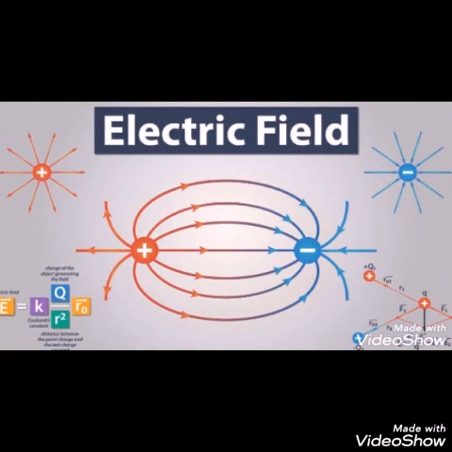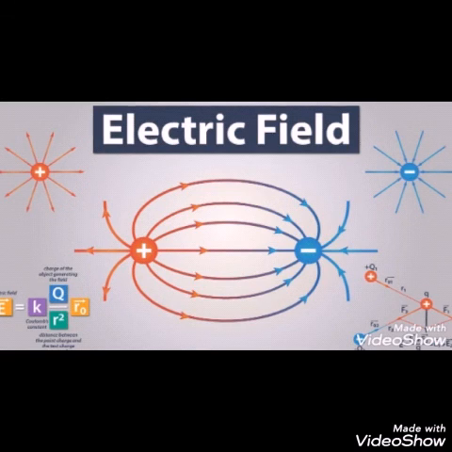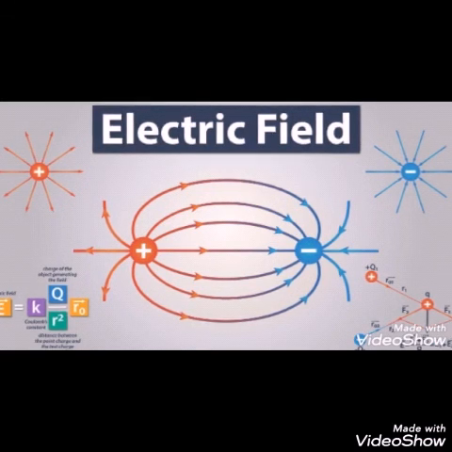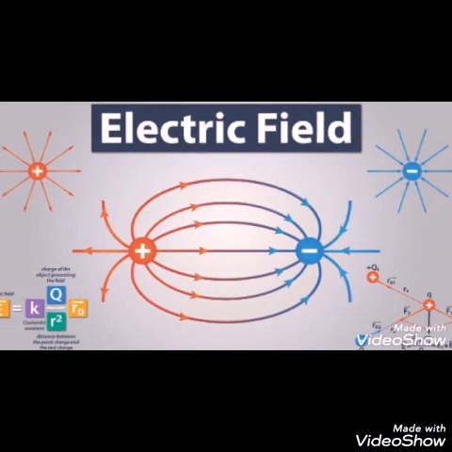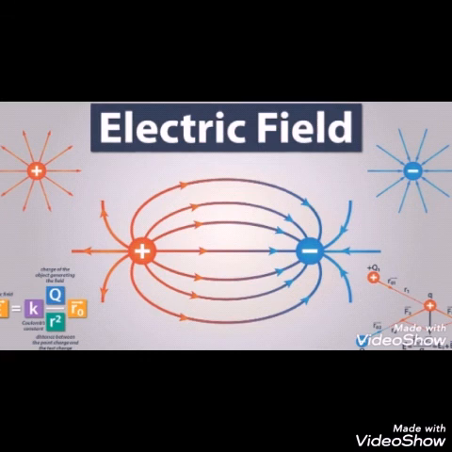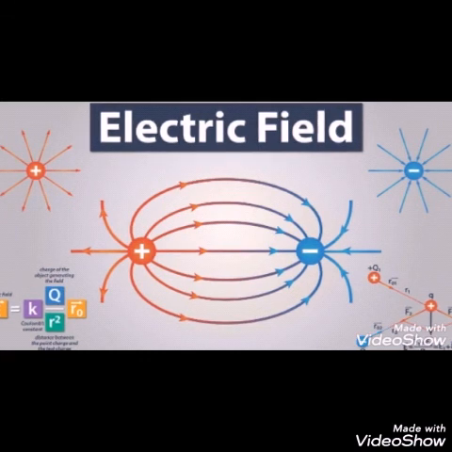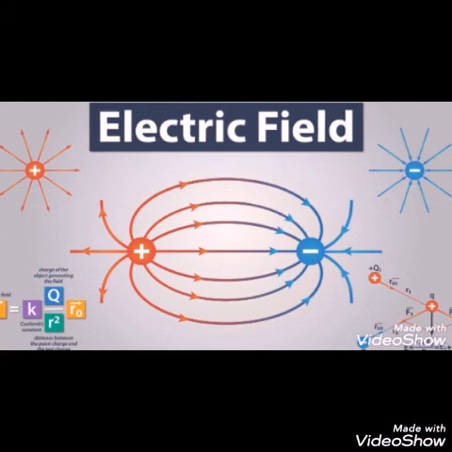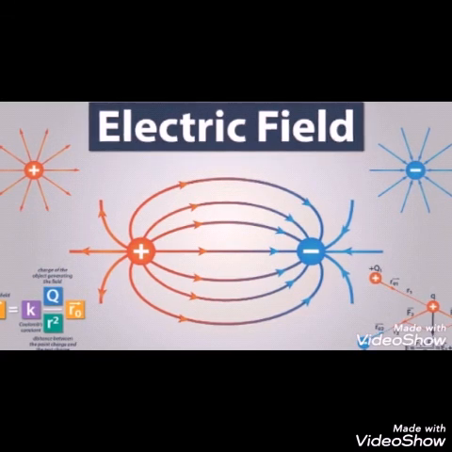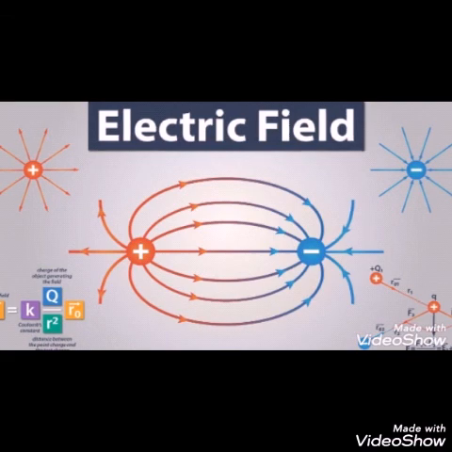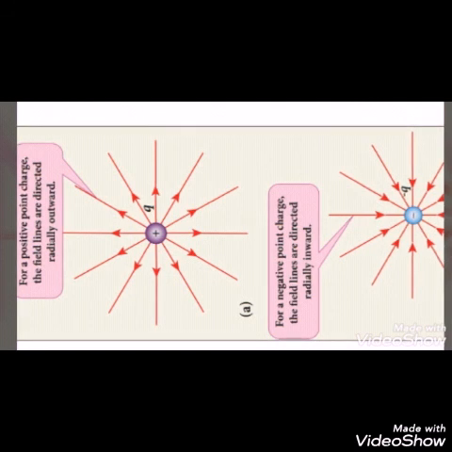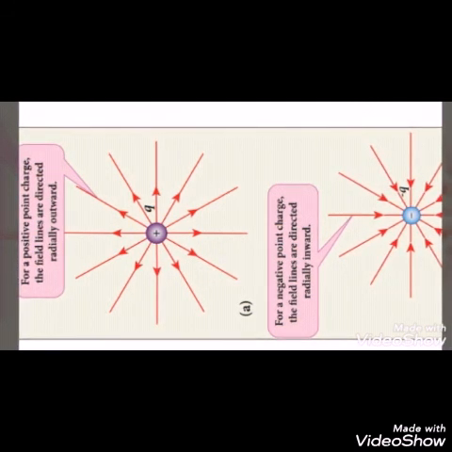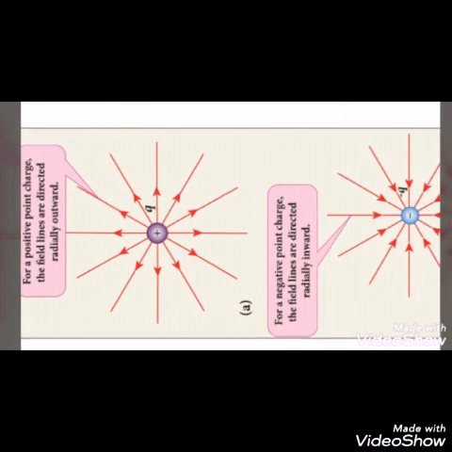Electric field vectors are visualized by the concept of electric field lines. They form a set of continuous lines. Now we are going to see the properties of electric field lines. The electric field line starts from a positive charge and ends at a negative charge. For a positive point charge, the electric field points radially outward, and for a negative point charge, the electric field lines point radially inward.